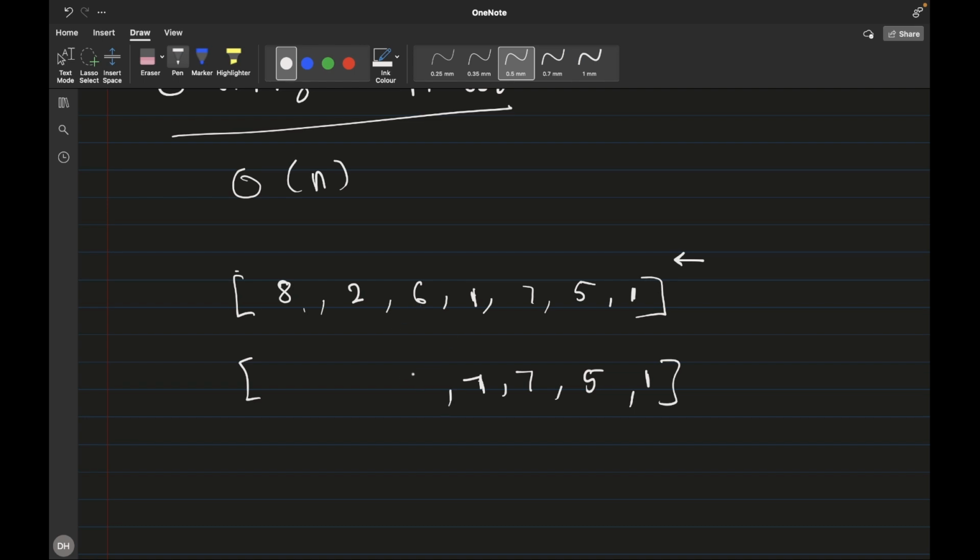It will be 7. 6 is less than the max price, so we won't update it. 2 is less than the max price, so we won't update it all the way up till 8. In this case, the max price will be 8. So now we will try and find the difference between the buying price and selling price. 0, 0, 0. Oh, the difference is 6. This is our max. Max profit is 6 till now.